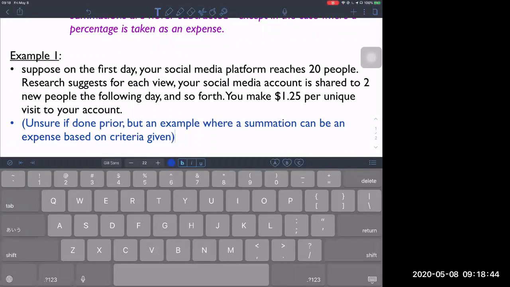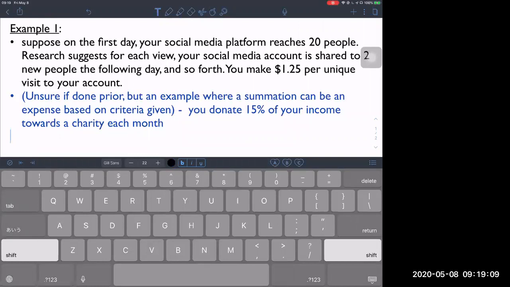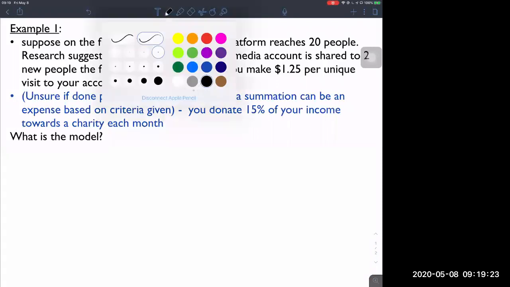Okay, and the way that would look is something like this. You donate, let's say, 15% of your income towards a charity each month. Therefore, if I ask, what is the model? Obviously, I don't say it like that. I always say it in the form of a leading question, as you've seen before. For clarity's sake, let's just say, what is the model?